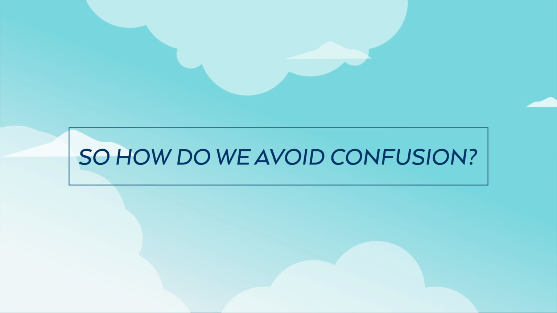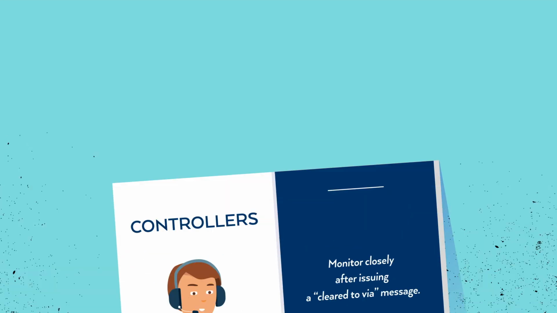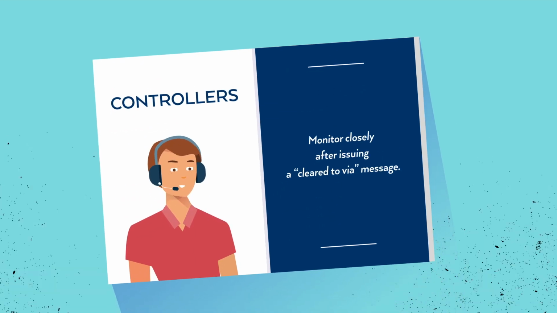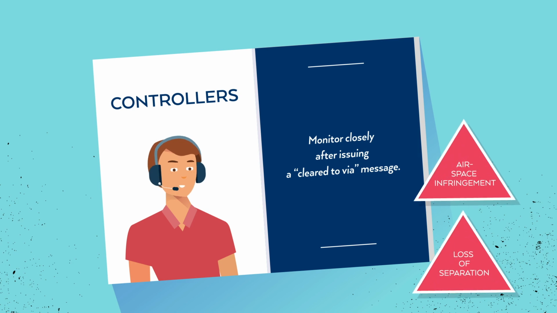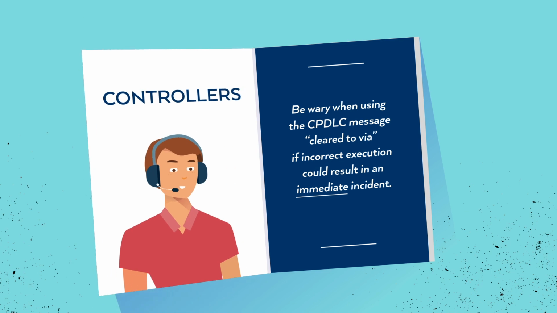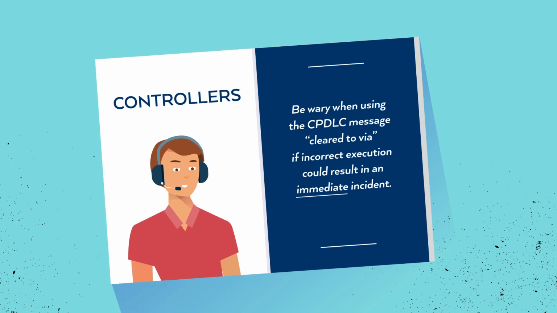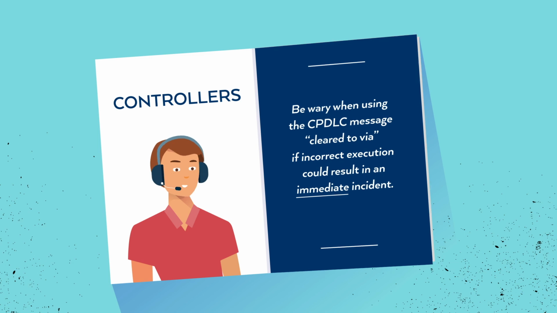So how do we avoid confusion? Controllers: monitor closely after issuing a "cleared to via" message. Misunderstandings can lead to airspace infringements and loss of separation. Be wary when using the CPDLC message "cleared to via" if incorrect execution could result in an immediate incident.